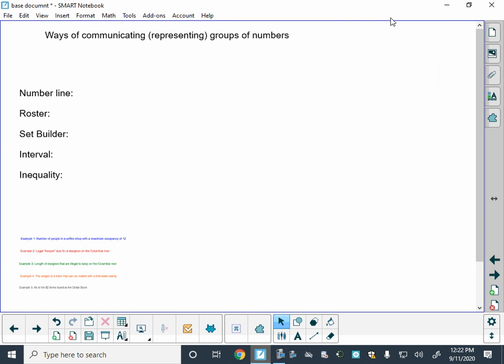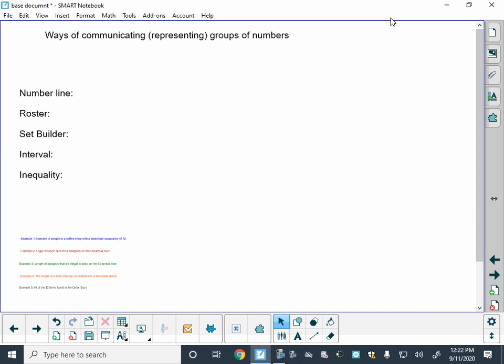All right, we have been looking at different types of numbers and how to classify those, working on some Venn diagrams to sort those numbers out. We need sometimes to be able to communicate efficiently with people sets of numbers that might not be the whole set. So we are going to look at some ways of communicating or representing groups of numbers.